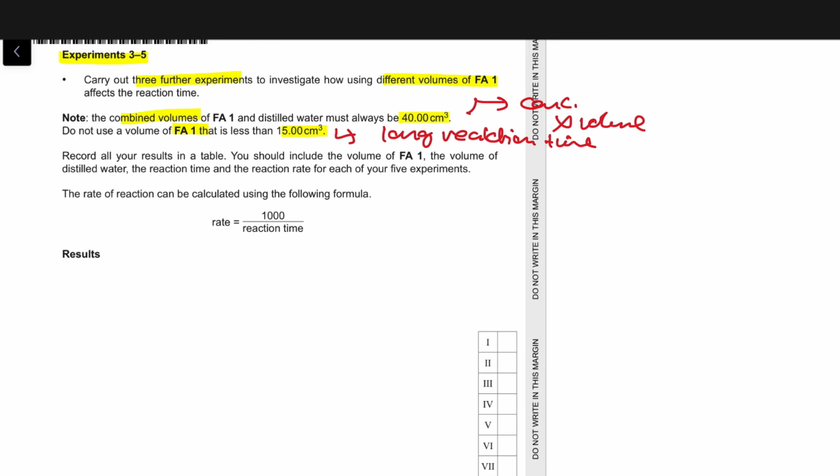So here it says to record all your results in a table. You should include the volume of FA1, the volume of distilled water, the reaction time, and the reaction rate for each of your 5 experiments. These here are 4 features, meaning we will require 4 columns. The rate of reaction can be calculated using this formula right here.